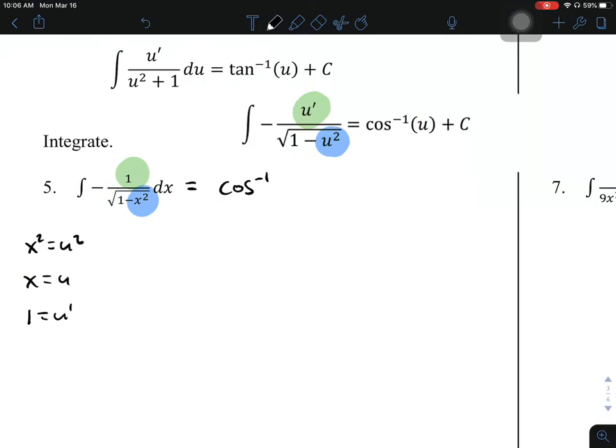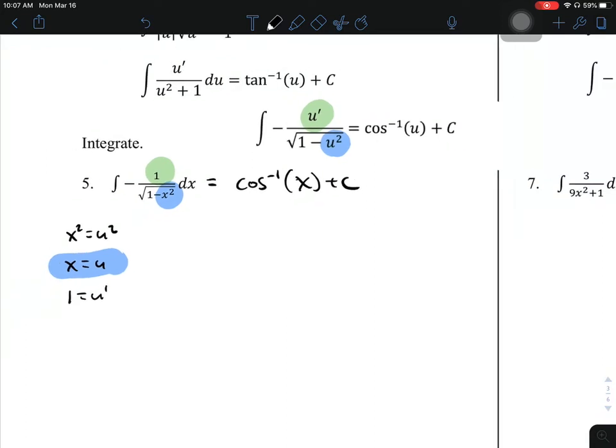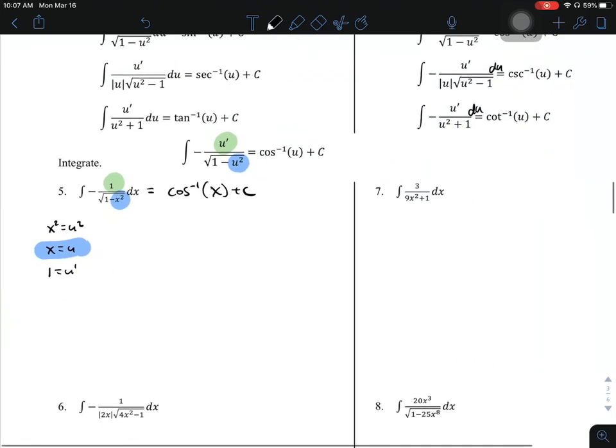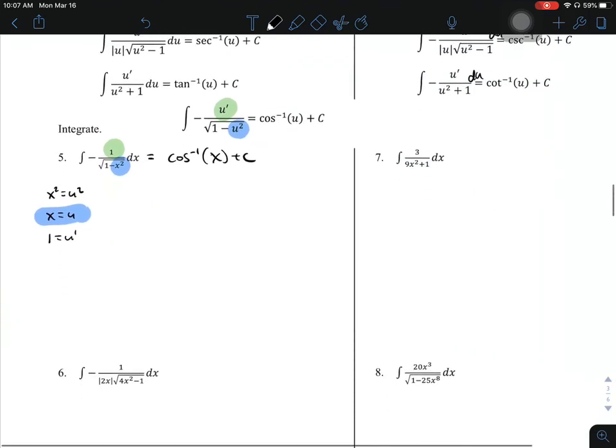So if these match up perfectly, then this is clearly cosine inverse. And what's the angle? What is u? Well, it sure looks like it's x. Finished. Nothing else to do. Now that might seem pretty easy, and it is if you know exactly how this works. Well, let's see if we can figure out the next one.